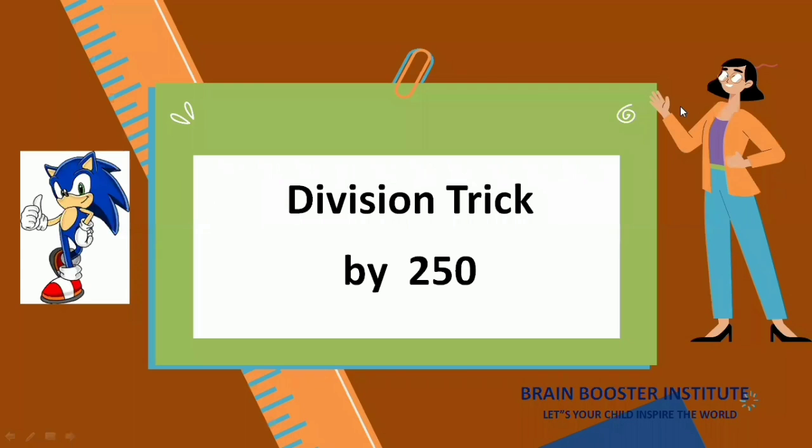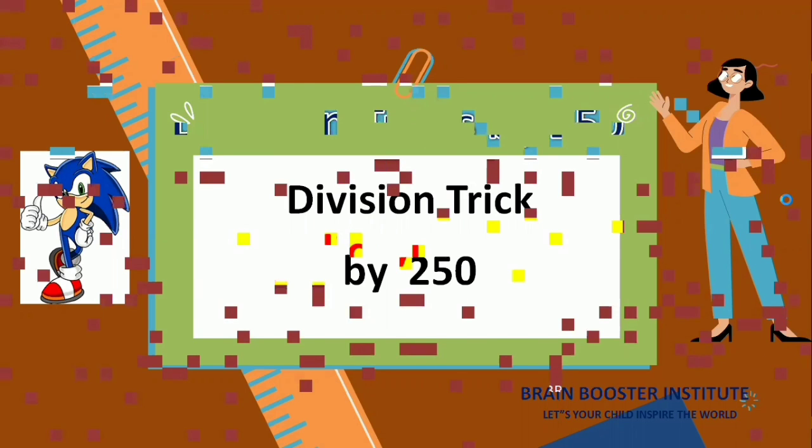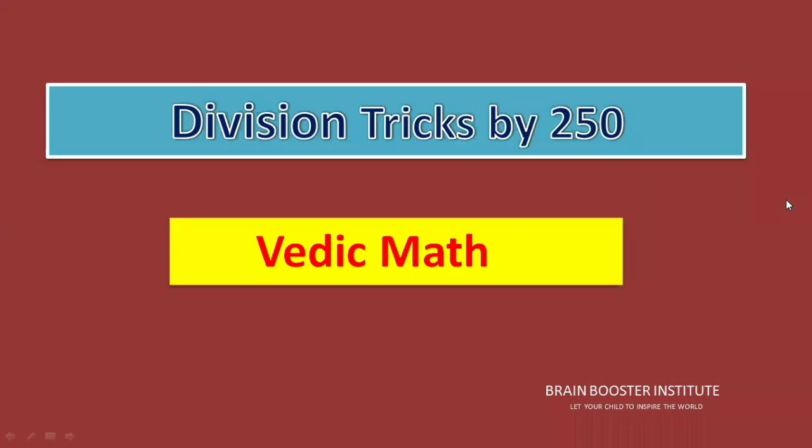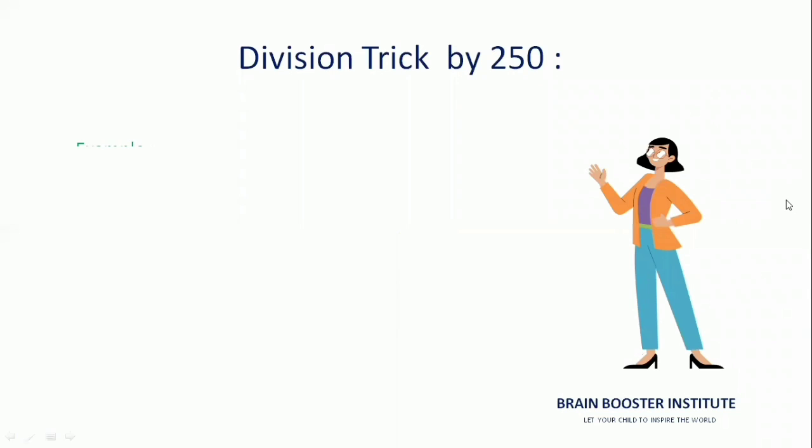In this lesson, I'm going to teach a division trick by 250. Division trick by 250. Let us see one example, my dear friends: 1000 divided by 250. It's a very simple question. Directly we can say it is 4. Why? Because 4 times 250 is equal to 1000.